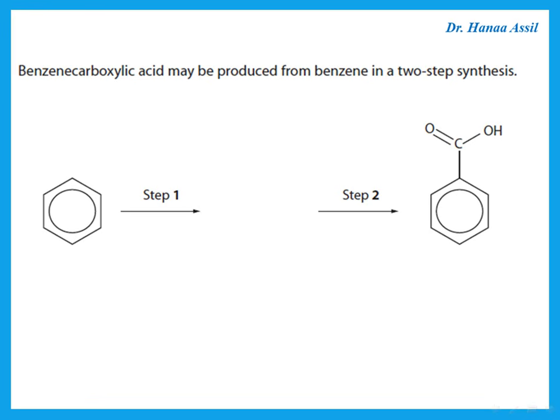Let's try another one. In this case, we're trying to make benzene carboxylic acid from benzene. This is actually benzoic acid, may be produced from benzene in a 2-step synthesis. So what should we do to change the benzene to benzoic acid or benzene carboxylic acid? Okay, let's try this. First, if I add methyl chloride in presence of aluminum chloride, what does that do? It adds a methyl group on the benzene ring.